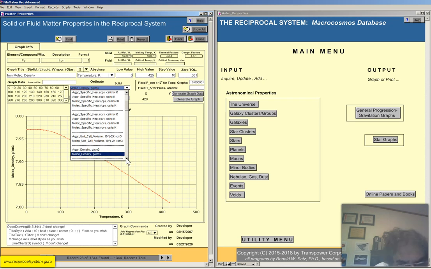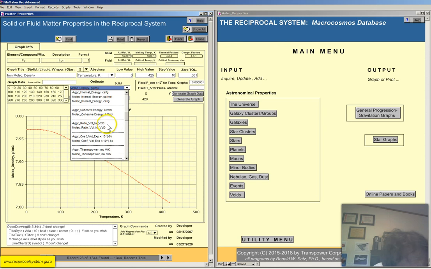There is a difference between just looking at a single molecule or atom versus looking at a bulk material. Aggregate unit cell volume, 10 to the minus 24 centimeter cubed. Molecular unit cell volume, 10 to the minus 24 centimeter cubed. We have aggregate density here, molecular density. That's what we're doing in this particular graph. Then we have aggregate internal energy, cal per mole, cal per gram. Molecular internal energy in cal per mole and cal per gram. Aggregate cohesive energy in kilojoule per mole. Molecular cohesive energy kilojoule per mole.